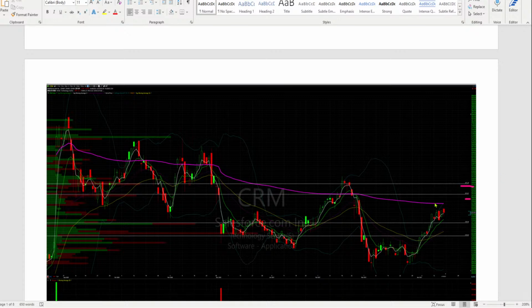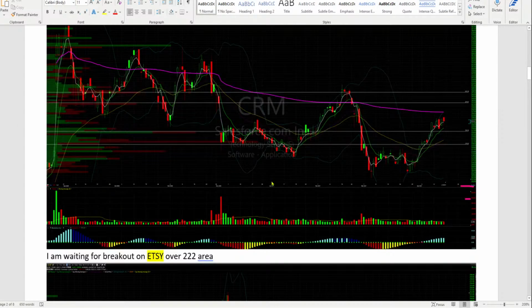And so for me, what I'm looking at is if we can get a pullback, just a pullback, even maybe to the 8 EMA on the daily, to the 228 to 226 range, I'm going to be looking to add to this position. Now, I'm already in the money. I could sell out, right?